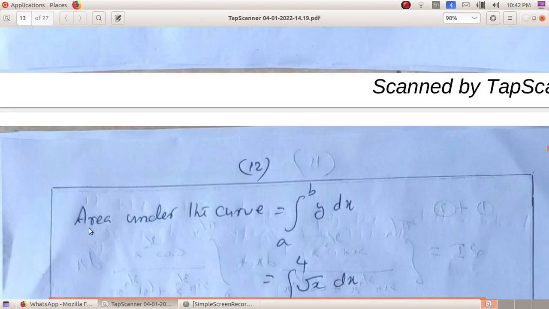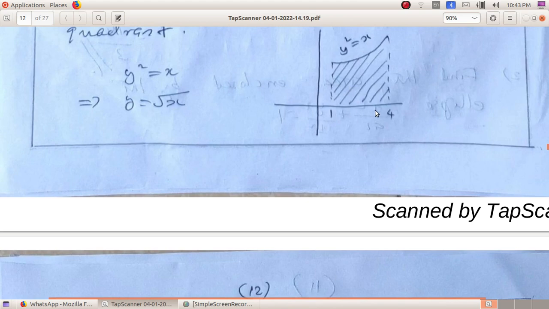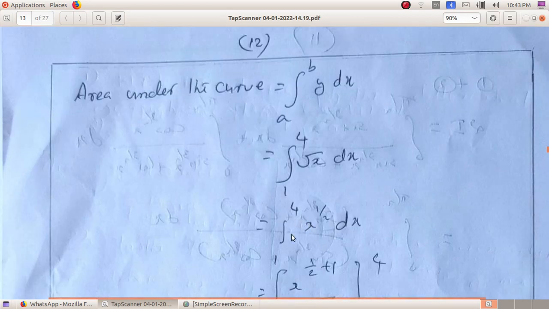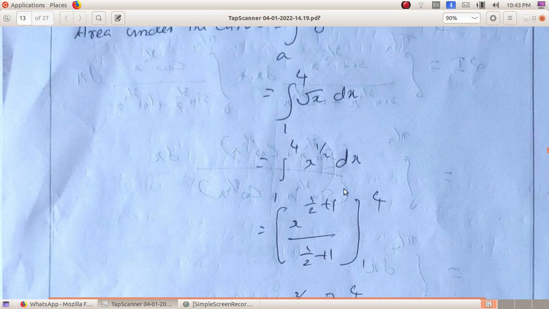What is the formula to find area? Area under the curve means integral from a to b y dx. a to b means 1 to 4, so integral from 1 to 4 y dx. What is y? Root x, so root x dx. What is root x? x raised to 1 by 2. Then what is integral x raised to n? x raised to n plus 1 divided by n plus 1. So that formula is applied here.